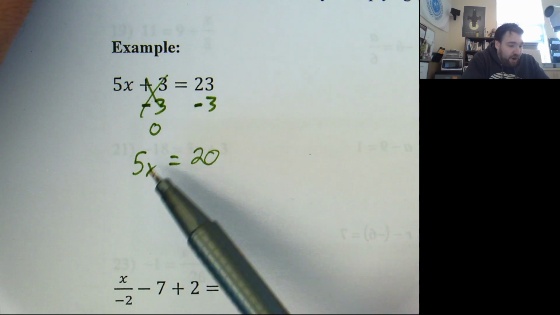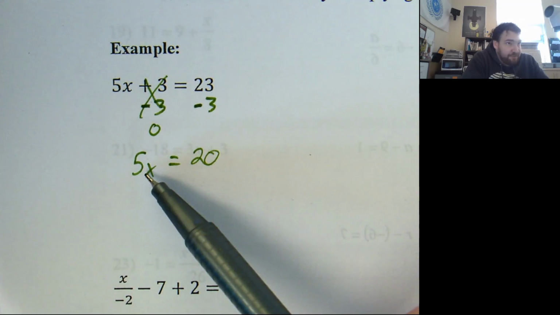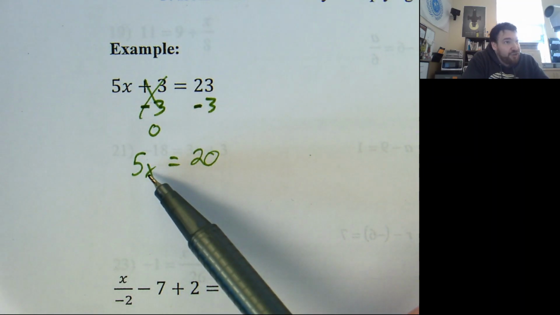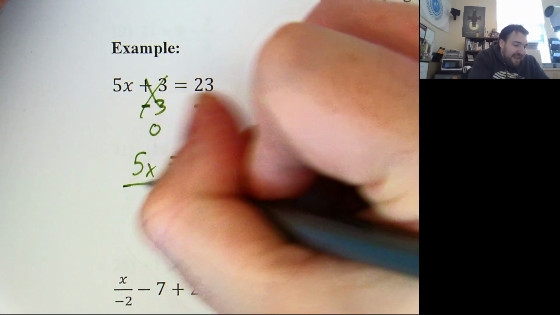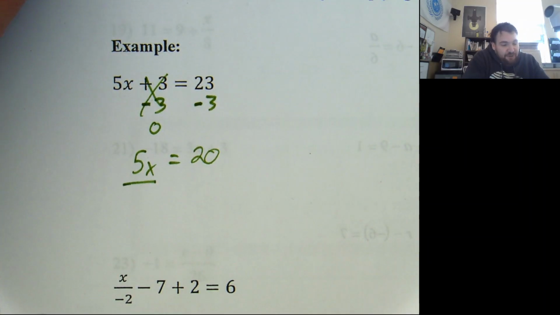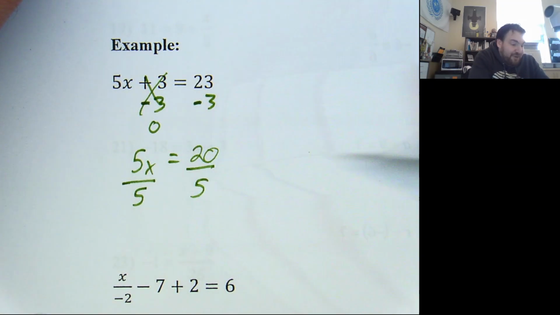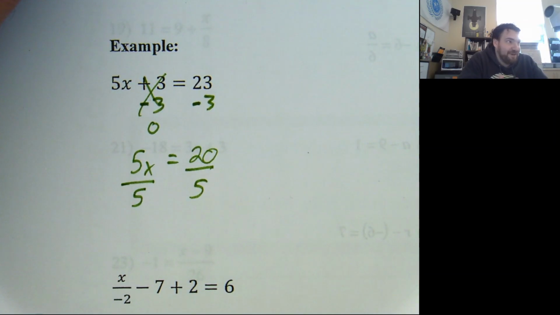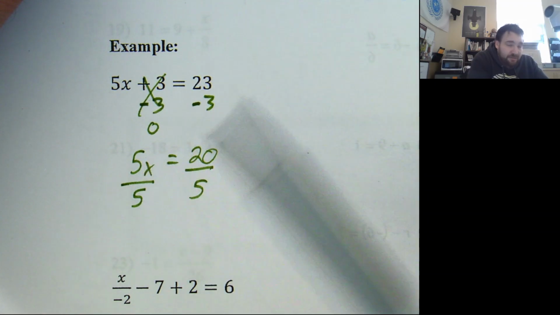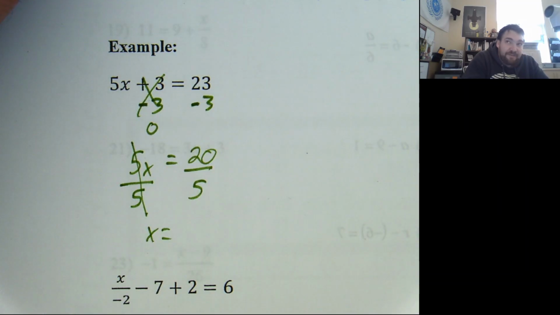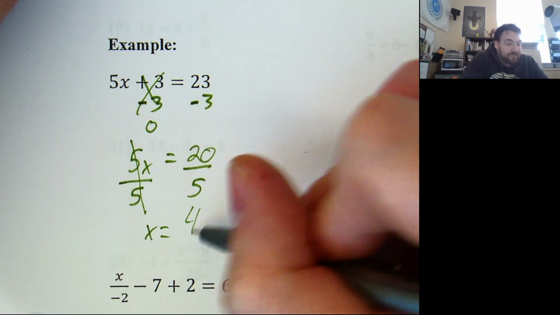When there is no math operation written, the assumption is that what's happening between the 5 and the x? We're multiplying. So to undo that, we divide. And we divide by what we're multiplying by. Instead of multiplying by 5, we're going to divide by 5. Don't divide by the variable. That puts it in the denominator on the other side. That's bad. We're going to divide by the coefficient. 5 divided by 5 is 1, leaving us just with x. And 20 divided by 5 is 4.